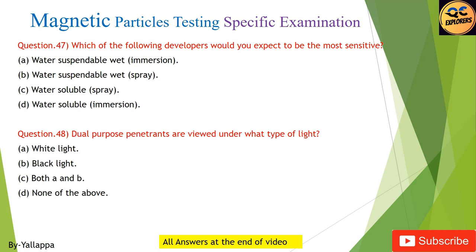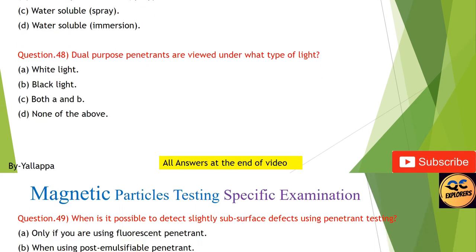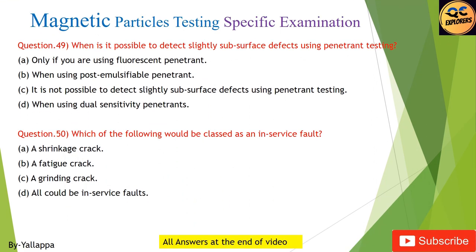White light, black light, both A and B, none of the above. Question point 49. When is it possible to detect slightly subsurface defects using penetrant testing? Only if you are using fluorescent penetrant; when using post-emulsifiable penetrant, it is not possible to detect slightly subsurface defects using penetrant testing; when using dual sensitivity penetrants.